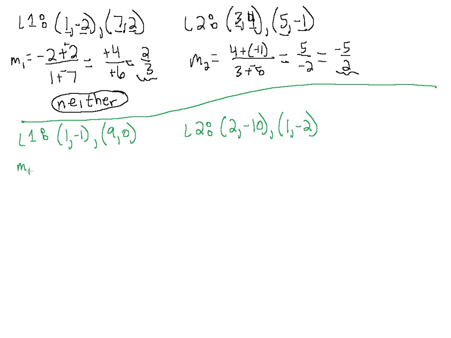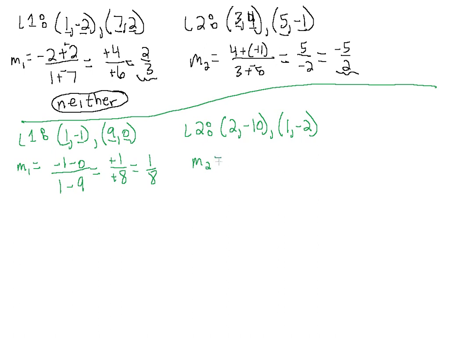So slope 1, or m sub 1, is the slope of line 1. We can find that by -1 minus 0. We're subtracting our y-coordinates and dividing that by the difference in our x-coordinates. So 1 minus 9. So we have a -1 over a -8. Cancel the negative signs, and we have 1/8 for m sub 1, the slope of line 1.